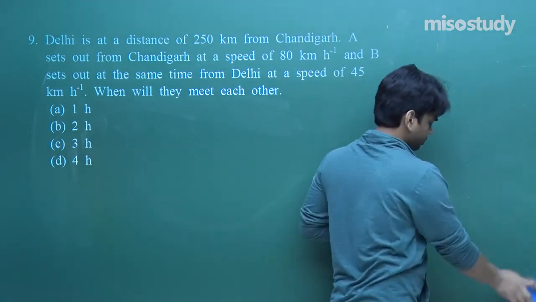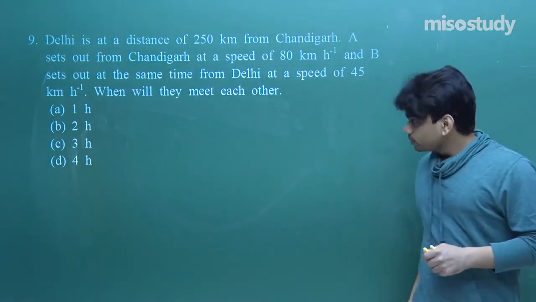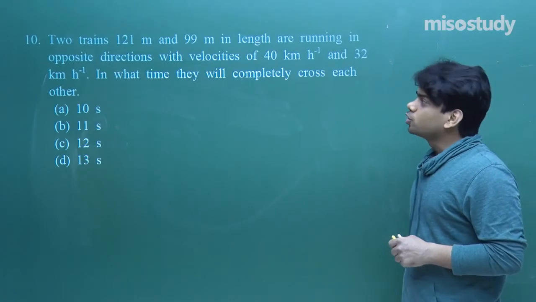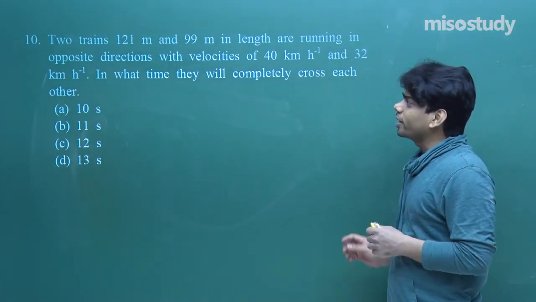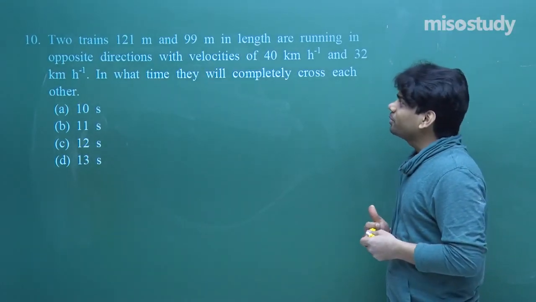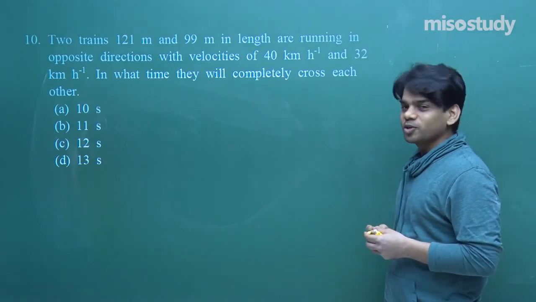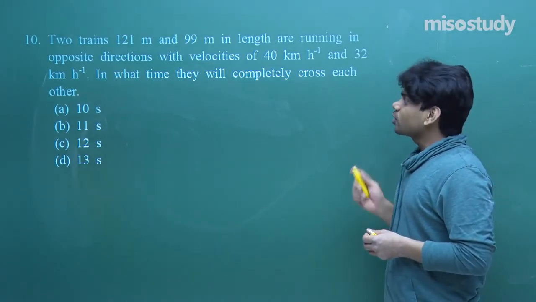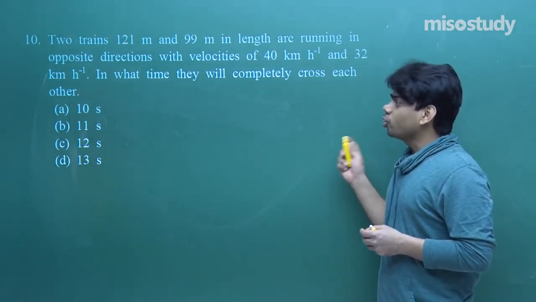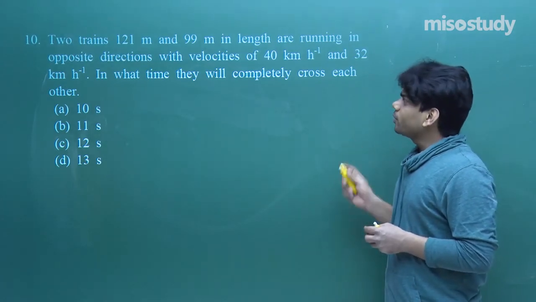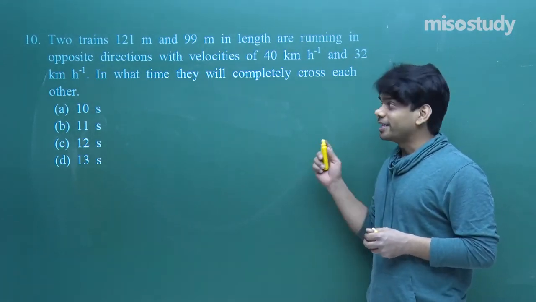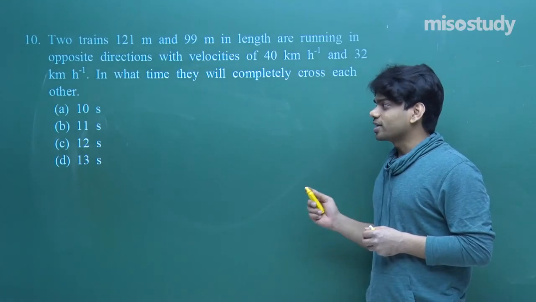Next one, we have the 10th one. Two trains 121 meter and 99 meter in length are running in opposite directions with velocities of 40 km per hour and 32 km per hour. In what time will they completely cross each other? A 10 seconds, B 11 seconds, C 12 seconds, D 13 seconds.